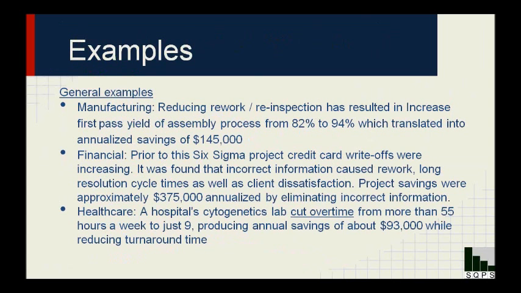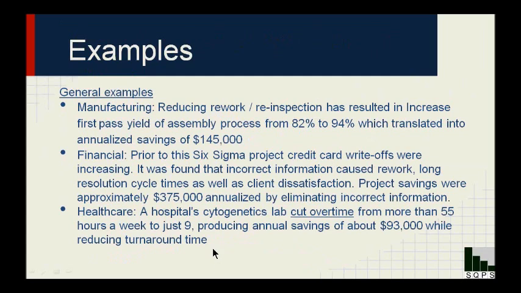So some of these things, or at least a few of these things, would be applicable to any project that you might have. Some general examples from projects in manufacturing, for example, reducing rework reinspection from 82 to 94%, which translated into annualized savings. So increase the first pass yield by reducing the rework. So that saves the company about $145,000 per year for that particular project.